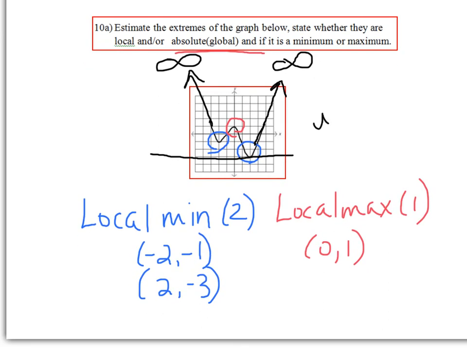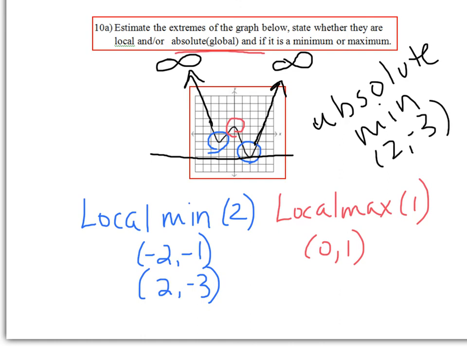So I'm going to write that out. My absolute minimum, absolute min, is at that point (2, -3). And you're going to notice that my absolute min can also be a local min. So I'm going to have a local min at (2, -3) and an absolute min at (2, -3). So I have two local mins on this graph, one local max, one absolute minimum, and no absolute maximums.